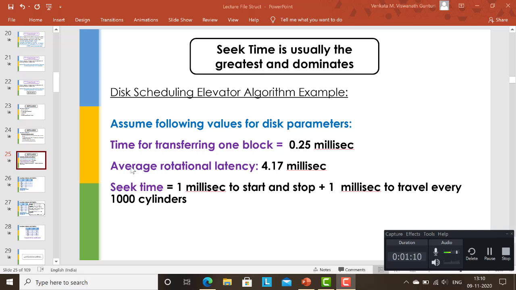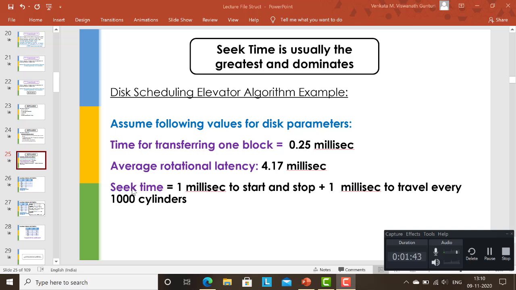Remember, I said that rotational latency is the time required for the disk spindle to rotate such that the appropriate sector number is under the disk head. In the worst case, it may have to rotate pretty much 360 degrees, but in the best case it might be 0, right? So therefore, on average, we are thinking that it may have to rotate about 180 degrees, and for that we are assuming that it will take 4.17 milliseconds, right?